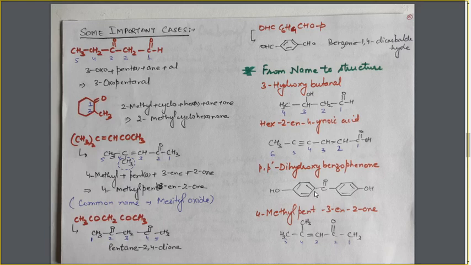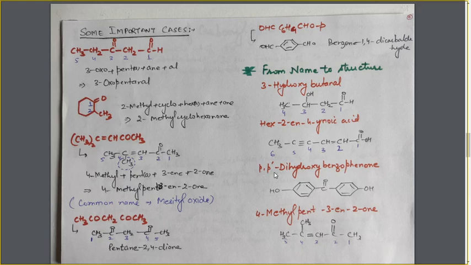In such a case, the positions of the groups in both the rings are differentiated with this mark. In one case it will be simply 1, 2, 3, 4, 5, 6, and in the other case it will be 1 dash, 2 dash, 3 dash.